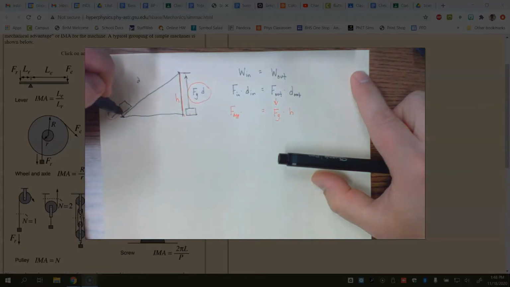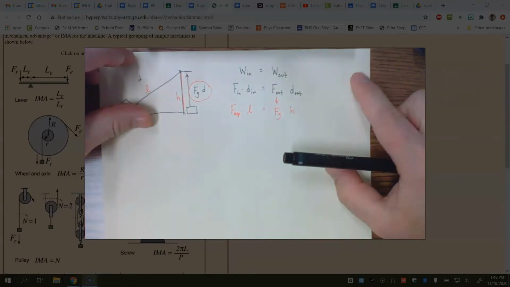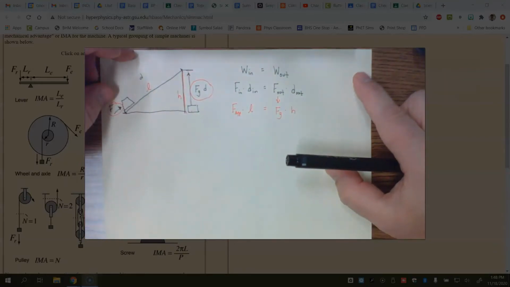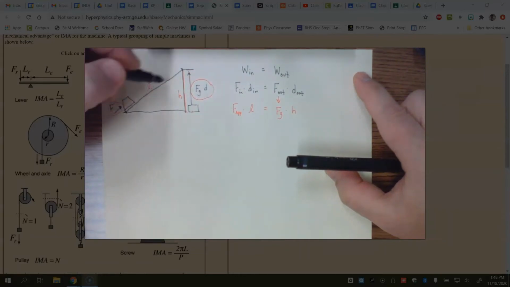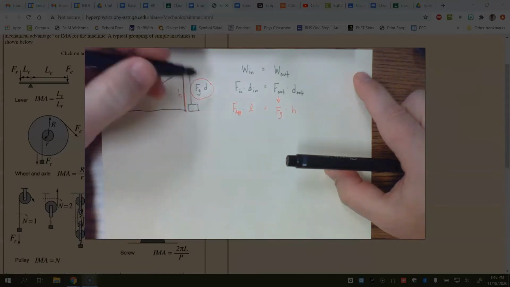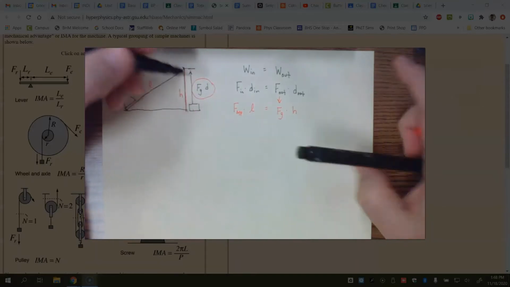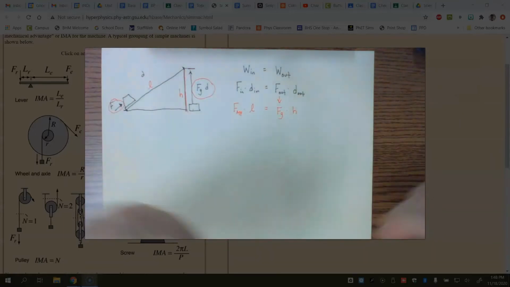And then that input distance is going to be whatever the length of that ramp is. So really when we start to identify how we deal with this simple machine, we want to look at it in terms of the length of the ramp, the height of the ramp, the applied force, and the force of gravity. Now if I look at what happens here, we can split this up.